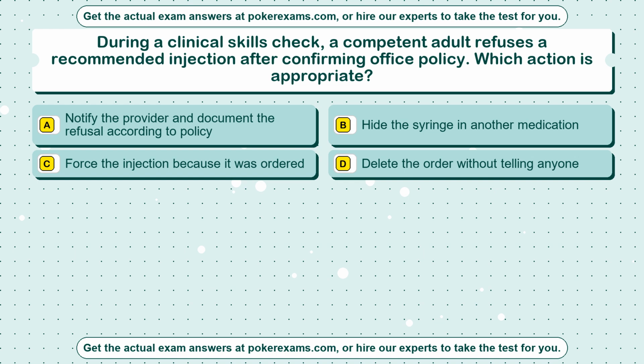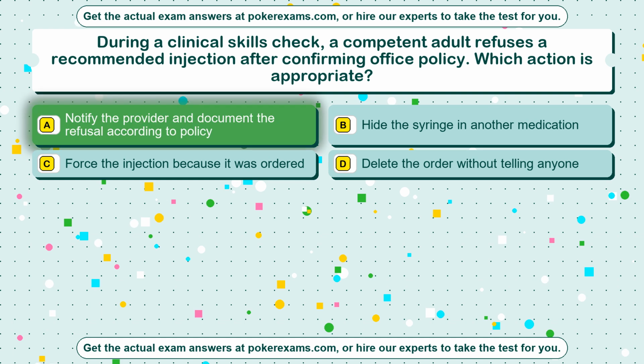Question 20. During a clinical skills check, a competent adult refuses a recommended injection after confirming office policy. Which action is appropriate? Option A, notify the provider and document the refusal according to policy. Option B, hide the syringe in another medication. Option C, force the injection because it was ordered. Option D, delete the order without telling anyone.